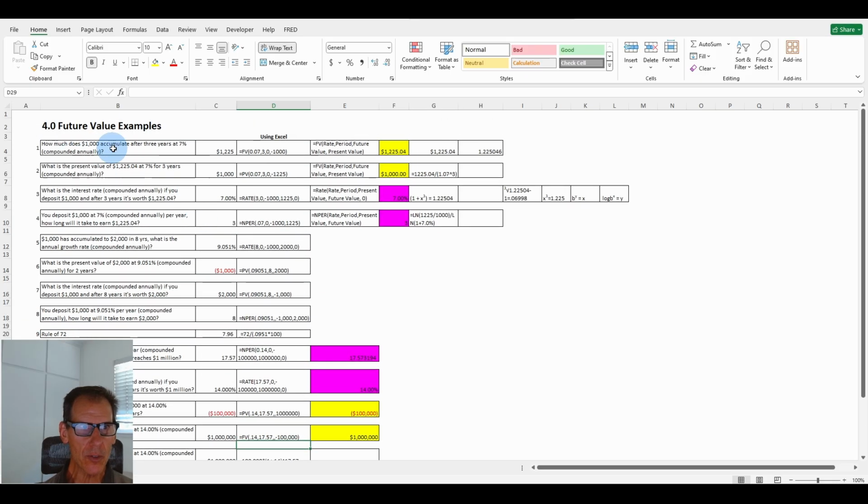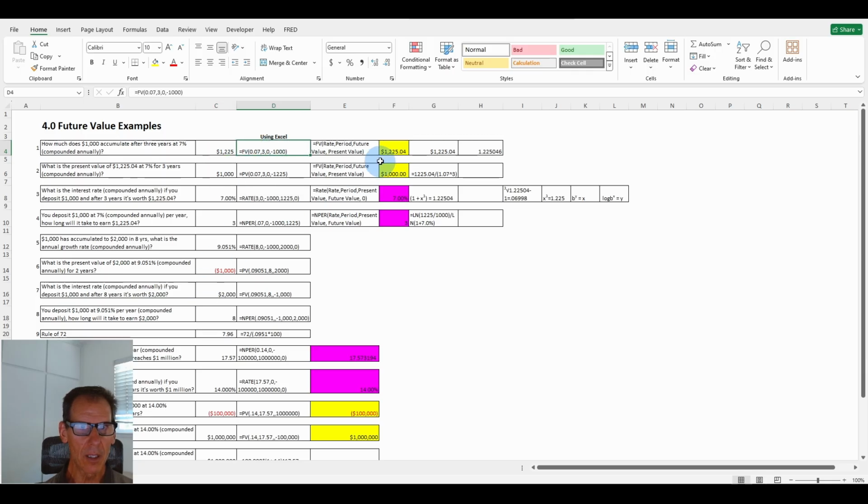So how much does $1,000 accumulate after 3 years at 7% compounded annually? I'm going to use compounded annually here, but we're going to get into continuous compounding soon. From the previous example, we used this simple formula: future value, 7%, which is the rate, that's your compounding rate, 3 years and $1,000, 1225.